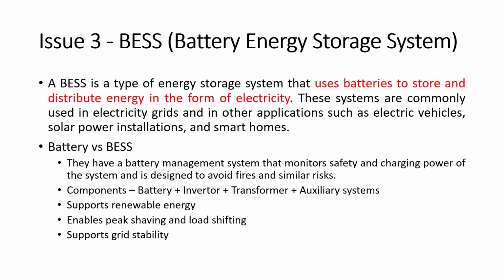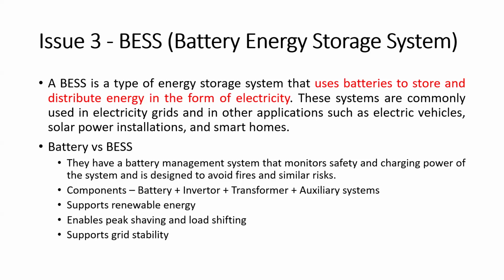contains an inverter, a transformer. Inverter is used to convert DC to AC or AC to DC. Transformer is used to increase or decrease the voltage, and other auxiliary safety systems. Now, all these components are inbuilt into one single casing. That is when it is called a BESS.